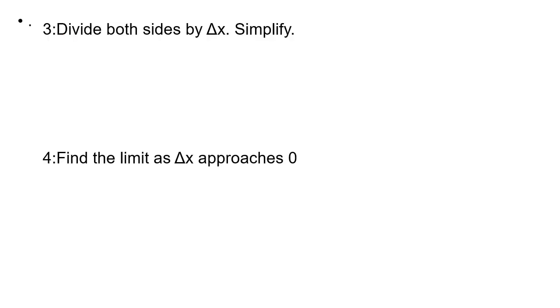Divide both sides by delta x. So that one, delta y over delta x equals 2x delta x plus delta x squared, divided by delta x, equals 2x plus delta x.